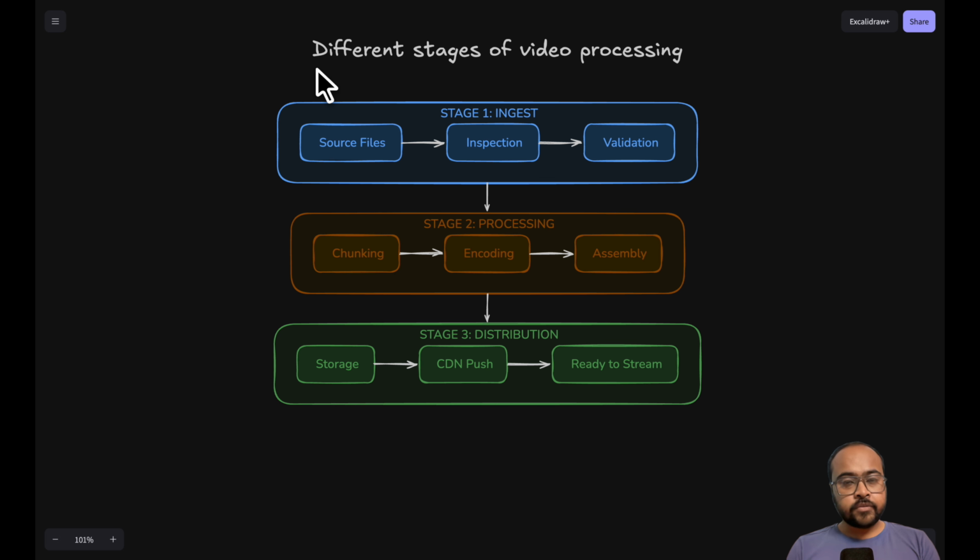So if you talk about different stages of the video processing, here I have a simple diagram. There are mainly three stages of the video processing. The first step is the ingest, second is the processing, and the third stage is the distribution.